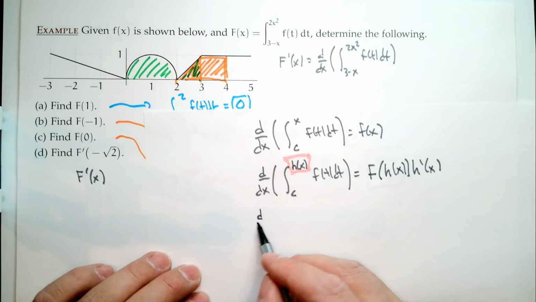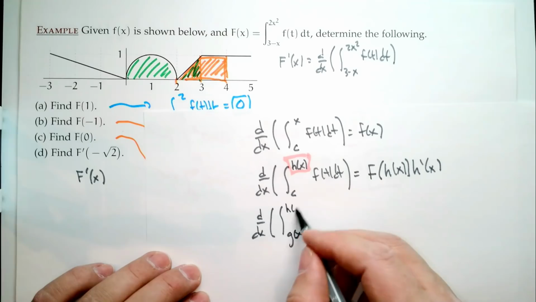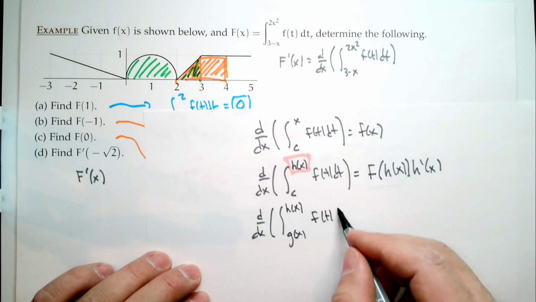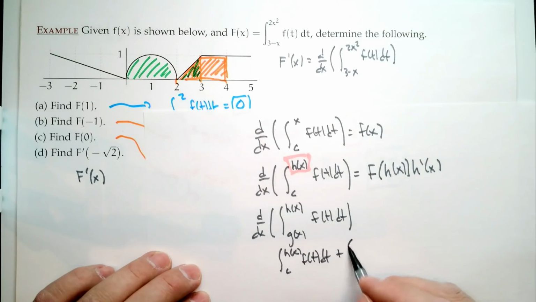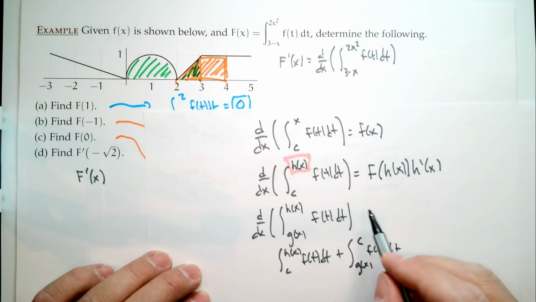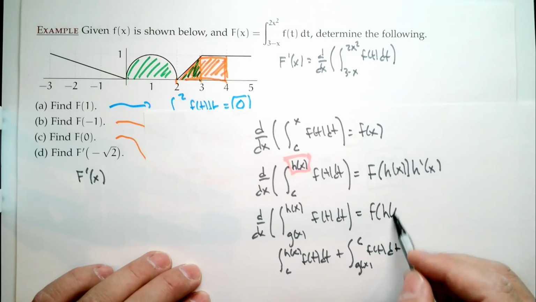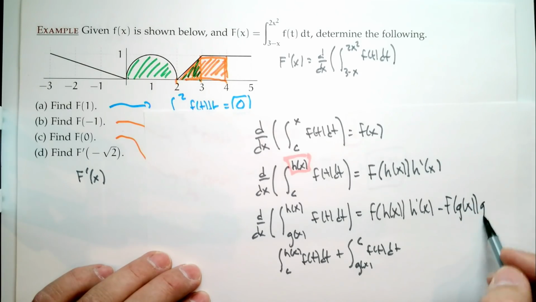And the last thing we can do is go all the way and say, what if I want a function both downstairs and upstairs? Can we do it? The answer is yes, we can. Because you can rewrite this expression as the integral from some constant up to h of x of f of t dt plus the integral from g of x up to that same constant of f of t dt. And now switch the order of the bounds, which means you usually subtract. So the moral is this is f of h of x times h prime of x minus f of g of x times g prime of x.